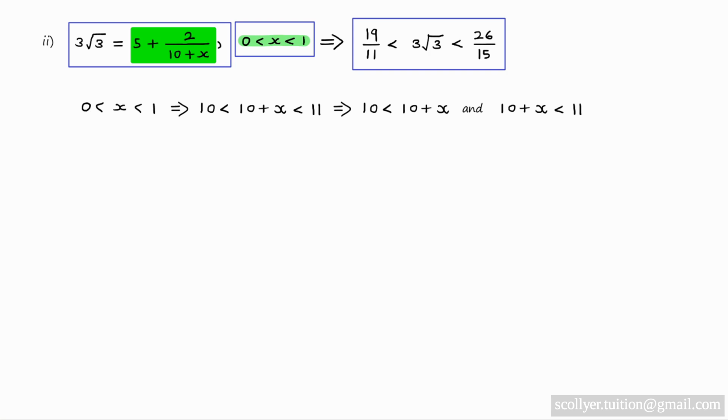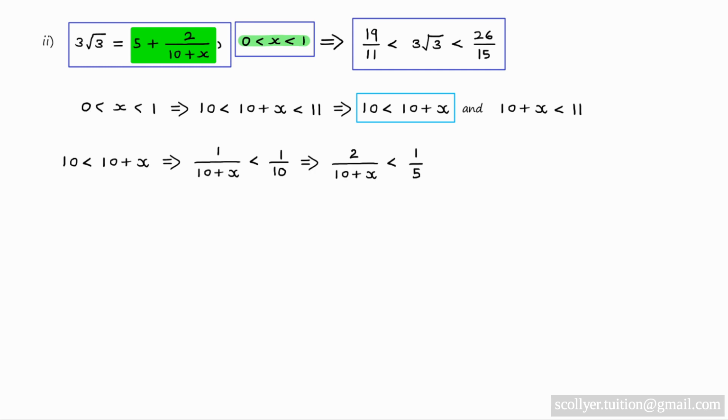And we start with the inequality 10 is less than 10 plus x. So 10 is less than 10 plus x tells us that 1 over 10 plus x is less than 1 over 10 by dividing through both sides by 10 and 10 plus x, and on multiplying through by 2, we find that 2 over 10 plus x is less than 1 over 5, and on adding 5 to both sides, we find that 5 plus 2 over 10 plus x is less than 5 and 1/5, which equals 26 over 5.